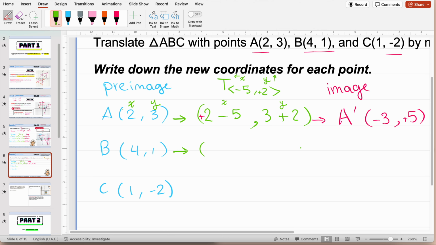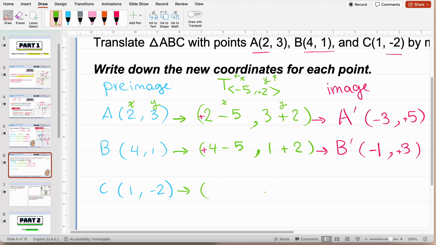Here, same thing. 4, 1. Again, I have 5 on the x, negative. 2 on the y, positive. Let's do it. B prime will be, you have to combine the numbers. 4 positive, 5 negative. Different signs subtract, it's going to be 1 negative. Same sign add, 3 positive. That's it.